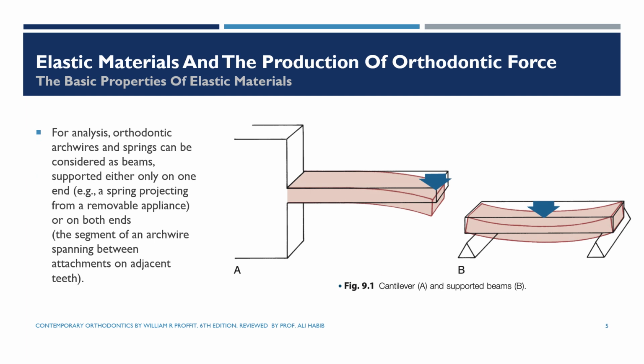So when we study orthodontic arch wires or springs, we study them in these 2 models, either cantilever or supported beams. This is the cantilever model, and this is the supported beams. Of course, an example for this one is when we use springs like canine extrusion spring, or when we use intrusion arches. And this is supported beam, like when you have a wire in between 2 brackets.